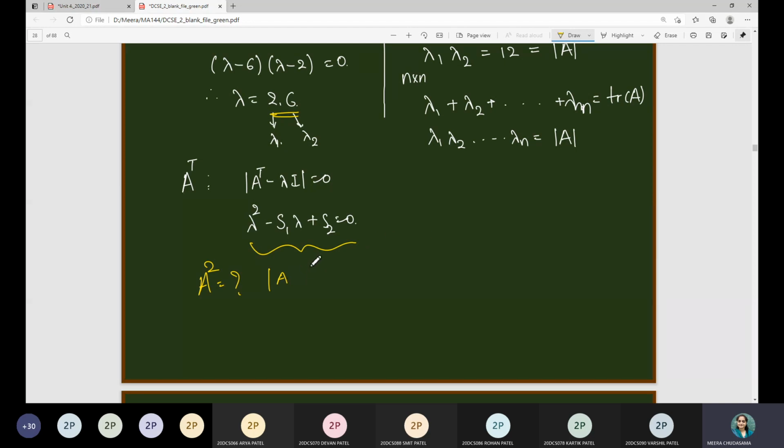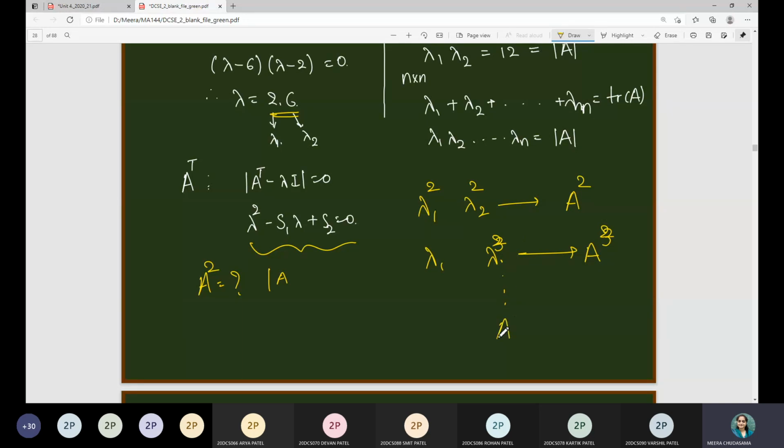But one theorem is proved that if lambda 1 and lambda 2 are eigenvalues of A, then lambda 1 square and lambda 2 square will be the eigenvalues of A square. Similar thing will be there. In general, suppose lambda is one of the eigenvalues of A, then the eigenvalue of A square will be lambda square, of A cube it will be lambda cube, and so on.